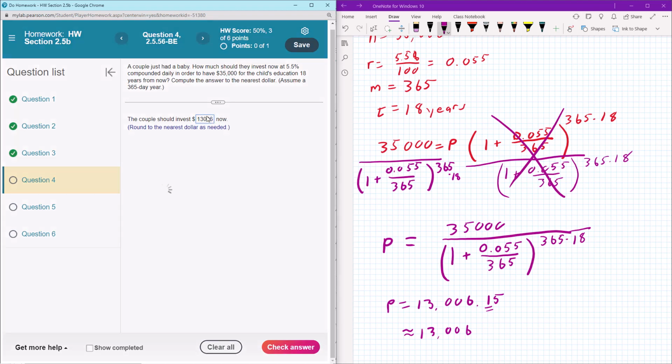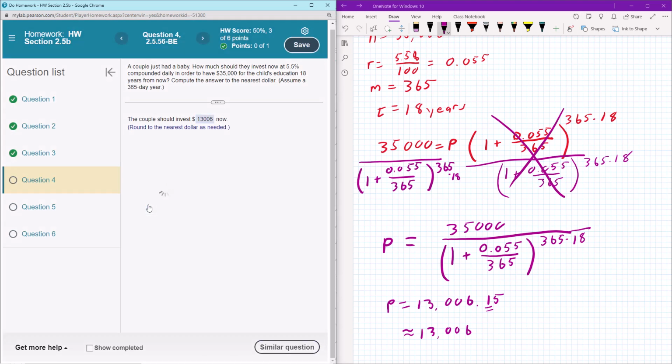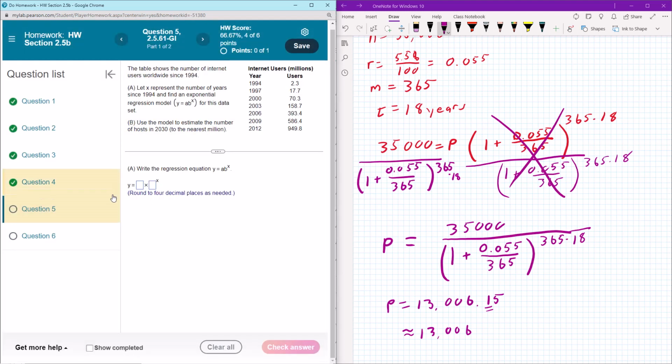6. There you go. That's how that one is done. Okay, we only have 2 more left. Now this one is what we call an exponential regression problem.